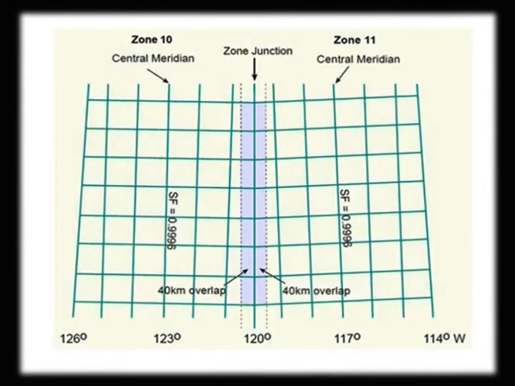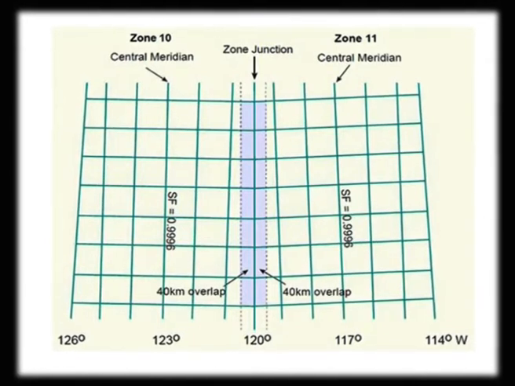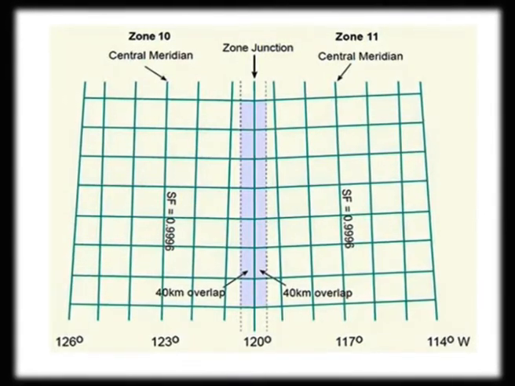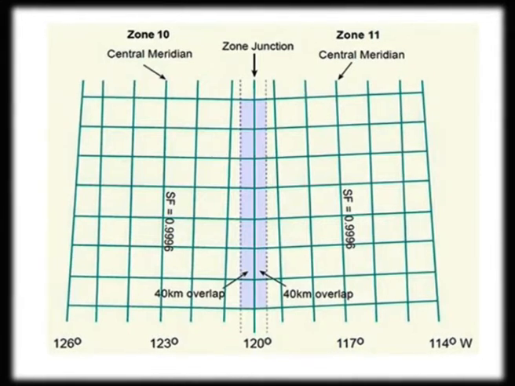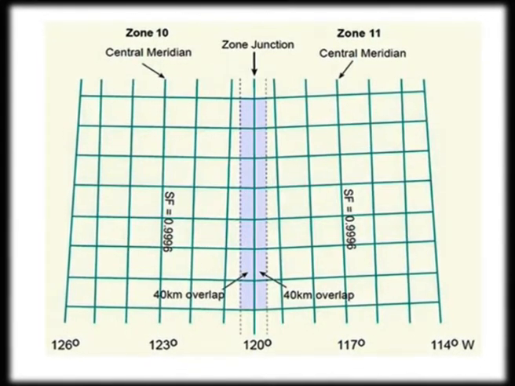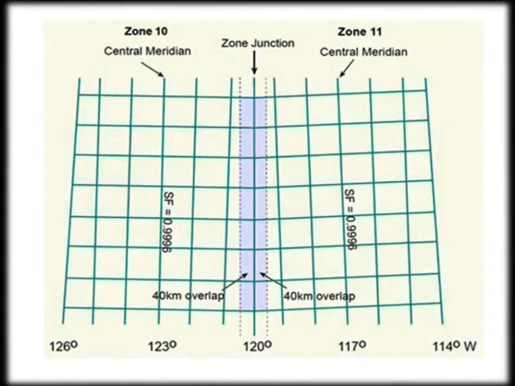A scale factor of 0.99960 is given to the central meridian of a UTM zone. If a map series covers more than one UTM zone, it is inconvenient to have the eastings changing suddenly at a zone junction. For this reason, a 40 km overlap into an adjacent zone is allowed. Mapping beyond this area will result in distortions at the edges of a UTM zone, which may not be acceptable for a larger scale map.